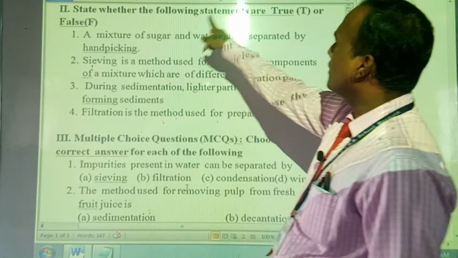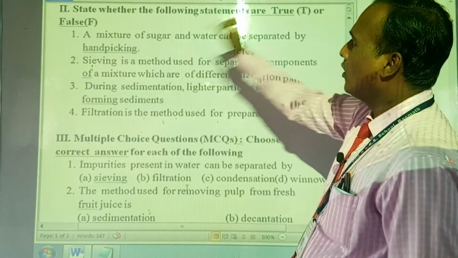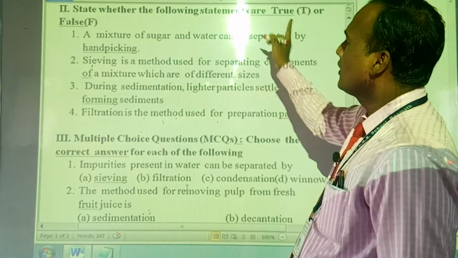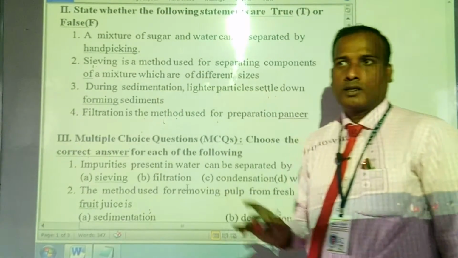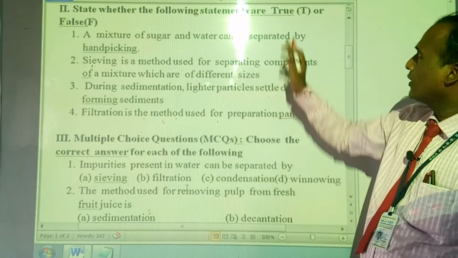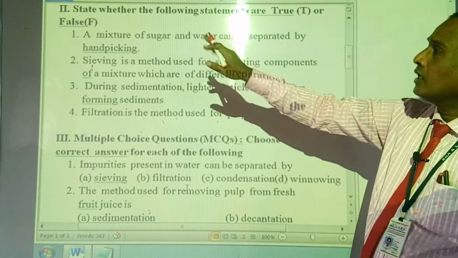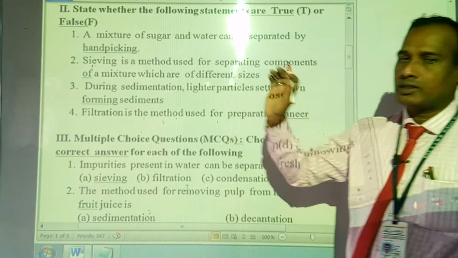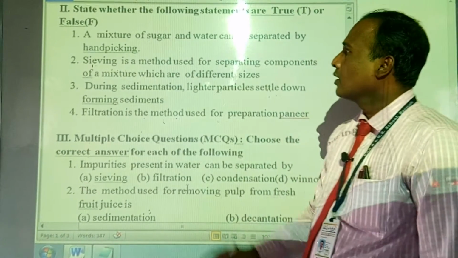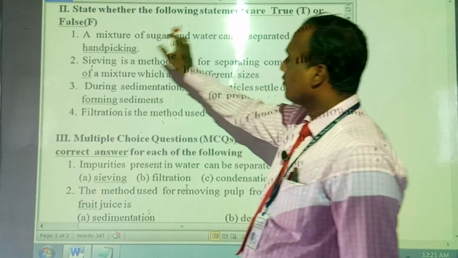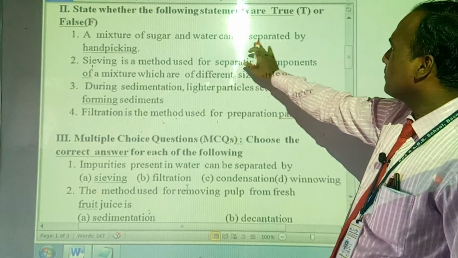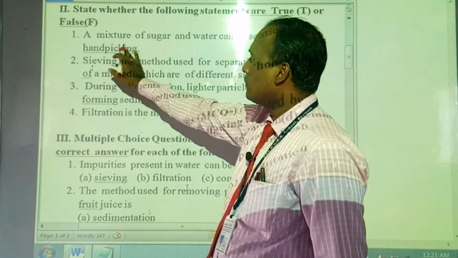Second question, state whether the following statements are true or false. If it is true you write T, if it is false you write F. Whenever it is true, write T, and whenever it is false, you should write F. First question, a mixture of sugar and water can be separated by hand picking.